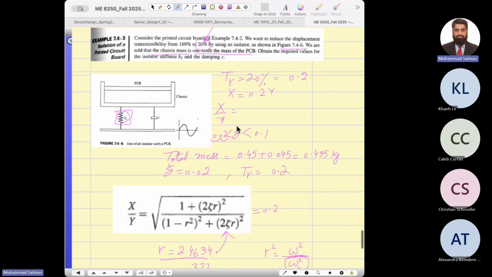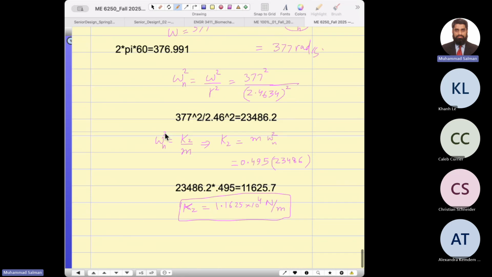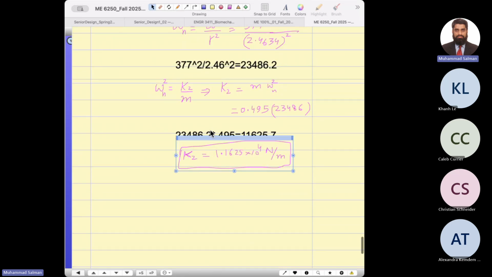And what is C? How do you calculate the C value? We have still not completed our question. We have to find out what is C. How do you get C? You guys know that zeta equals C over C_c, actual damping over the critical damping, C over 2 m omega n, which is the formula for the critical damping.